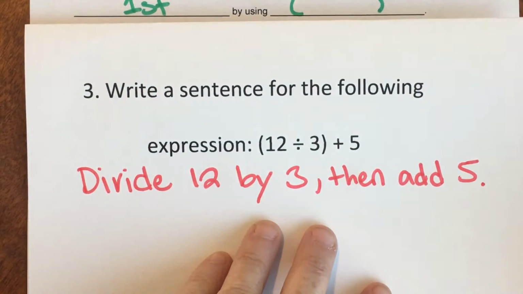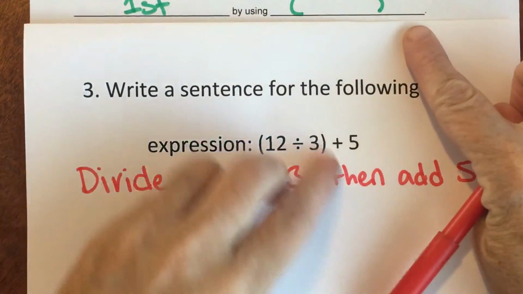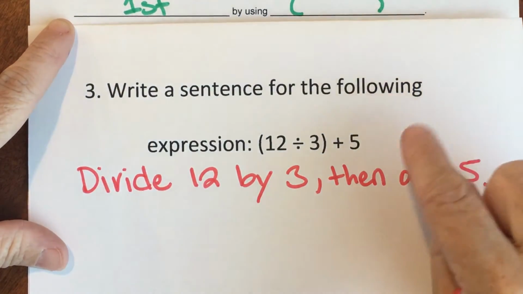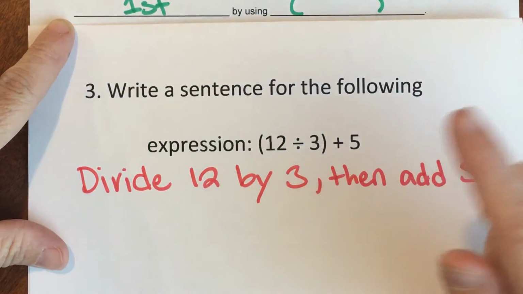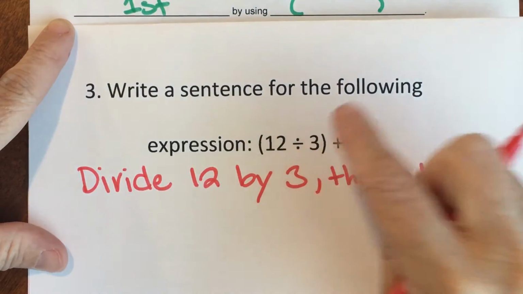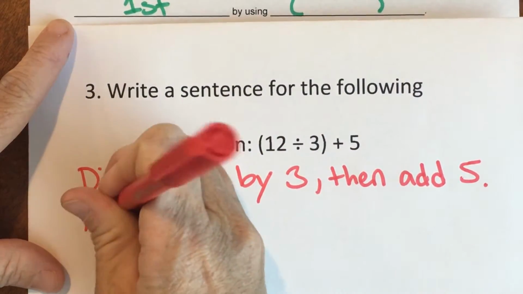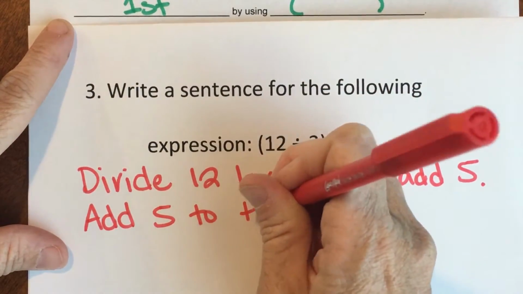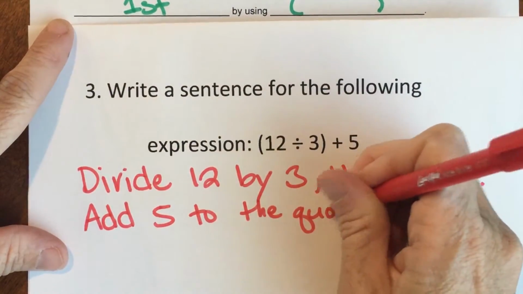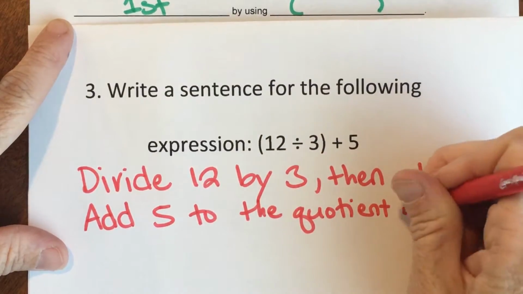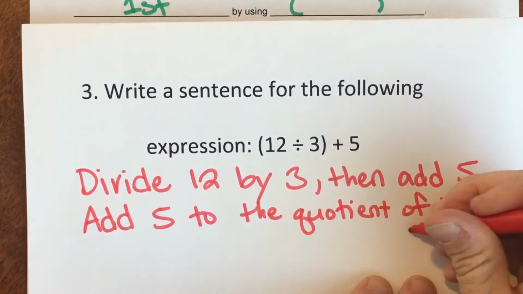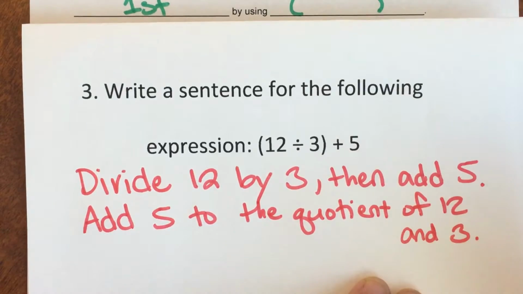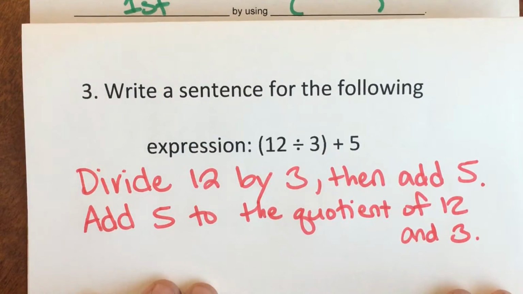That's one way I could have written it. I could also have maybe said, add 5 to the quotient of 12 and 3. I could have done that as well.